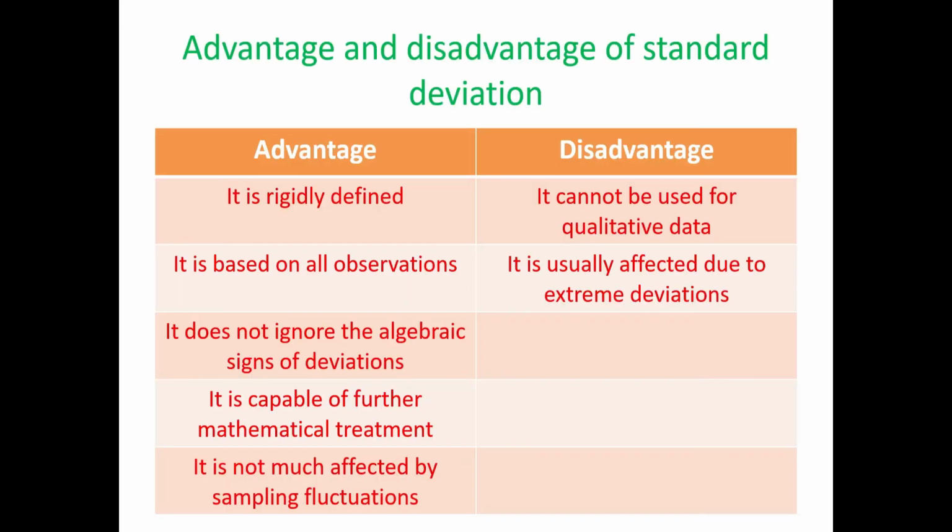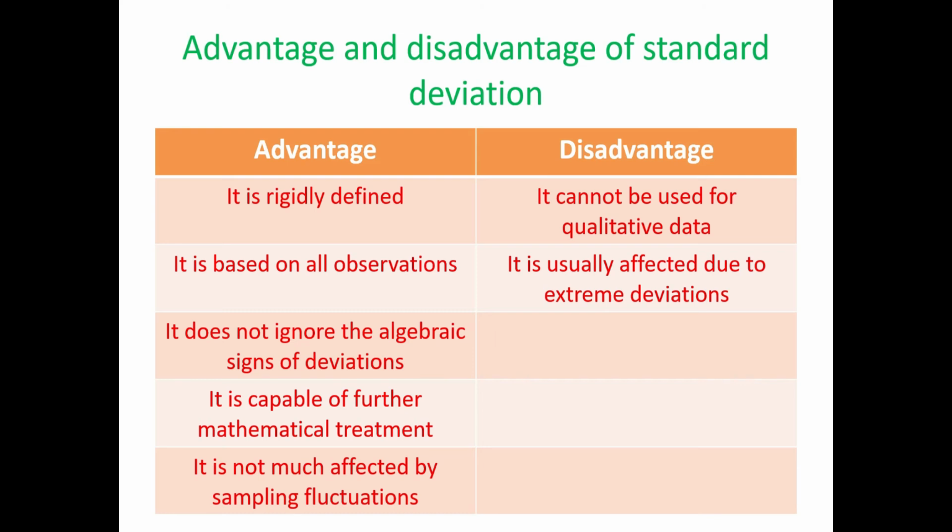What are the advantages and disadvantages of standard deviation? Advantages: number 1, it is rigidly defined. Number 2, it is based on all observations. Number 3, it does not ignore the algebraic sign of deviation, positive or negative. Next, it is capable of further mathematical treatment, that is the most important. Next, it is not much affected by sampling fluctuation, that is very important.